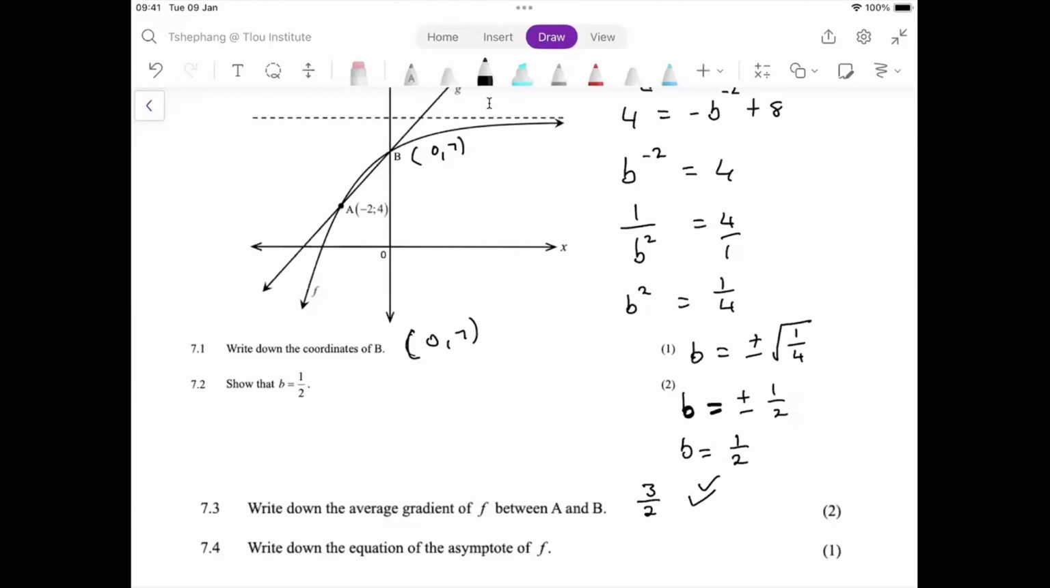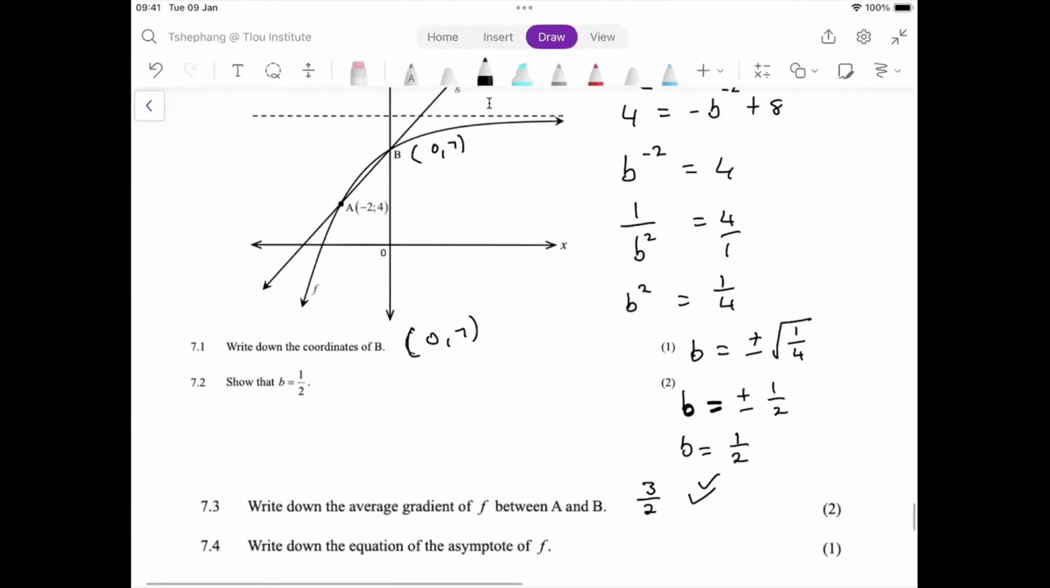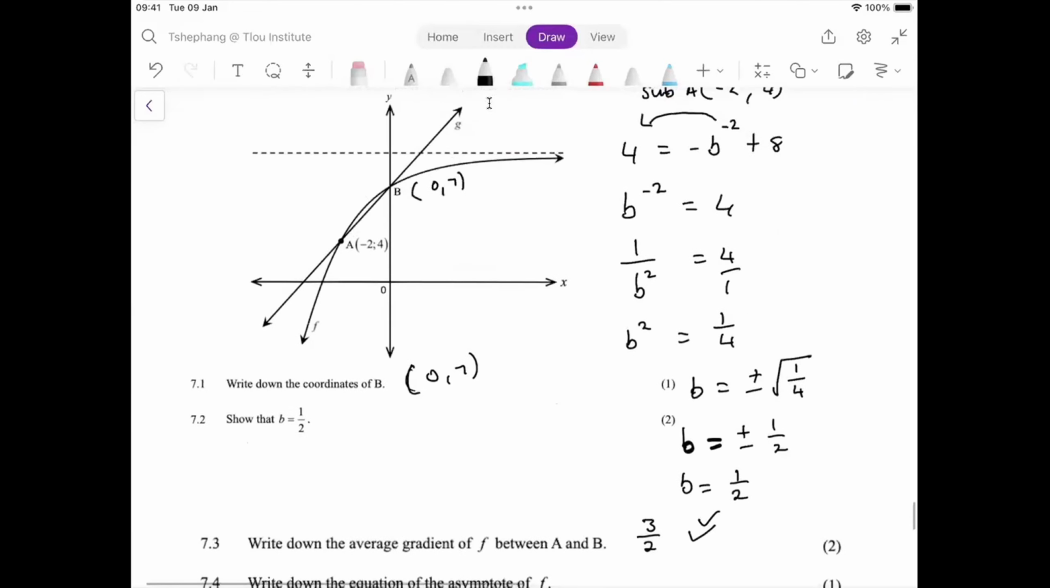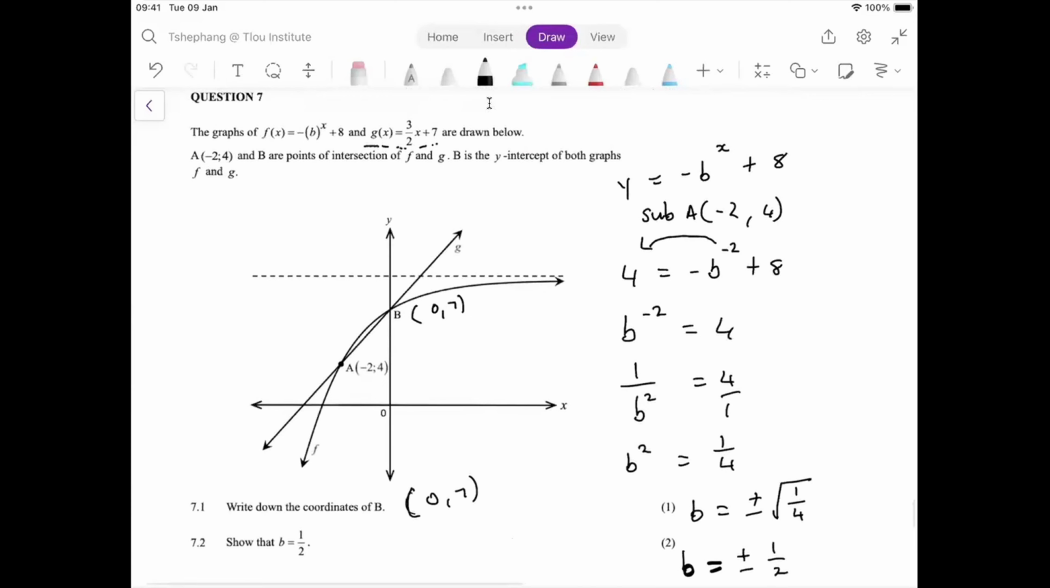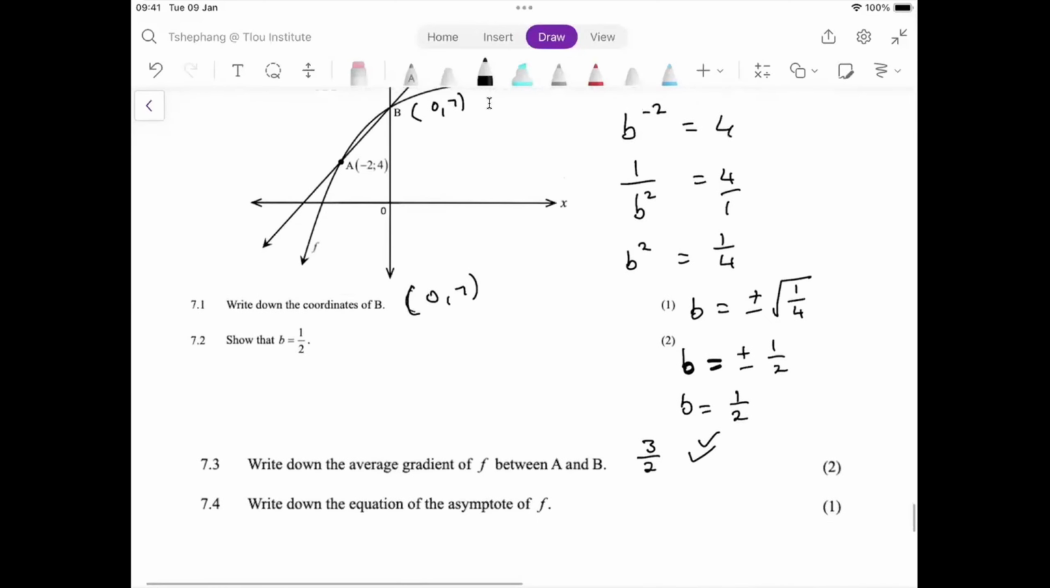Now, write down the equation of the asymptote of f, and that is simply going to be y is equal to 8. One more than that y-intercept. You don't have to do a calculation.